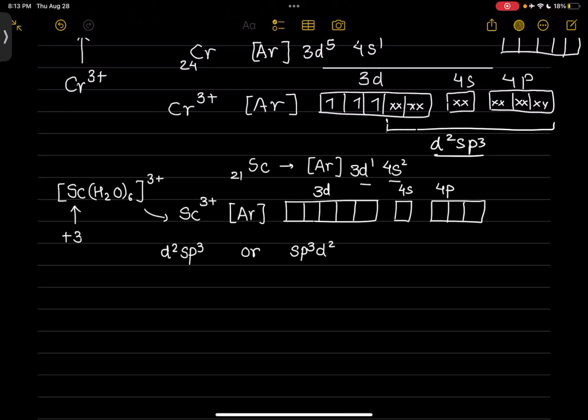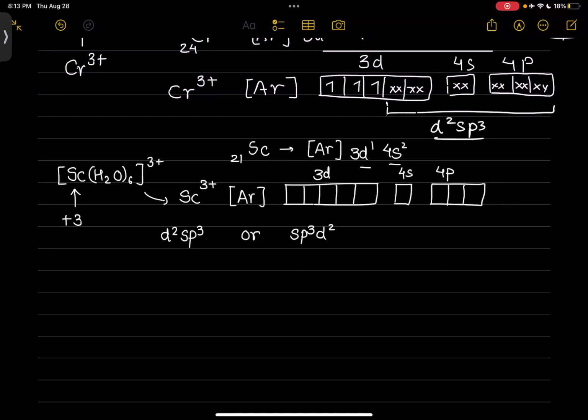It depends on which type of d orbitals you are using. If you are using the 3d orbitals, which are inside before 4s, it means the hybridization is going to be d2sp3. But if you are using the outer d orbitals, 4d, then sp3d2. Inner d orbitals you are going to use only if they are empty, if they are available. You cannot use them if they are completely filled. And in this example, you can see that the d orbitals are empty.